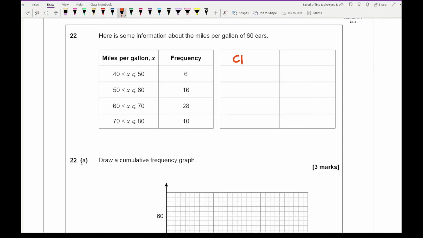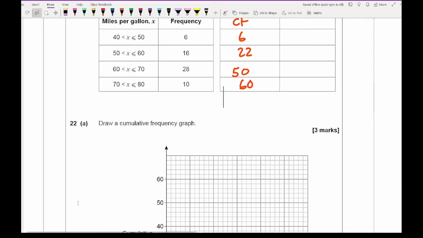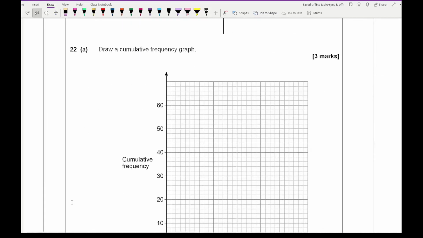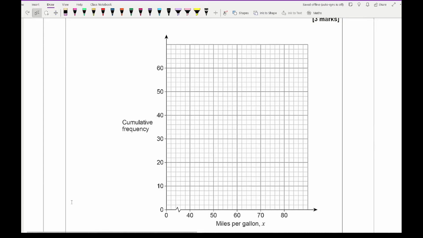So first things first, let's calculate our cumulative frequency values. So you should have 6, 22, 50 and 60. Let me just make that 50 look like 50. And there we go. Now the next one, what we then need to do, and I don't know why they've put an extra column in there, maybe just to confuse, think you're doing a histogram, I'm not too sure. So the next thing we then need to do is plot this properly.